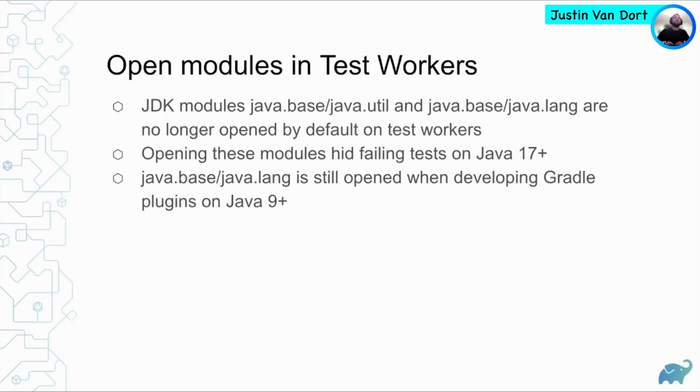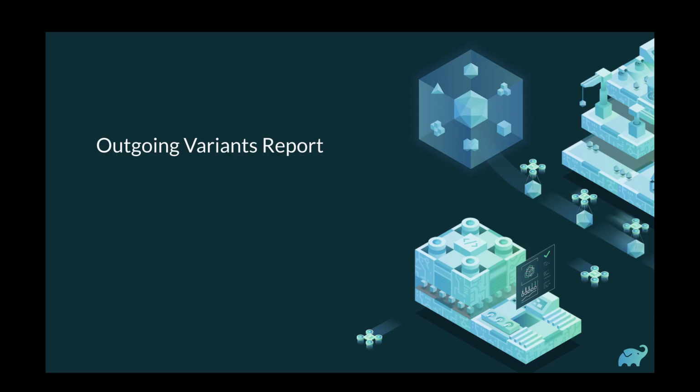For test workers in the past, we were opening modules since we had code running in test workers that required interacting with some JDK internals. But in some cases, if you wrote tests that would touch JDK internals and you didn't open these modules in your production code, you could have unreliable tests. So what we did here is we removed these openings. Then the tests are more reliable, and you can be sure that if you are touching JDK internals in your tests, it'll actually fail.